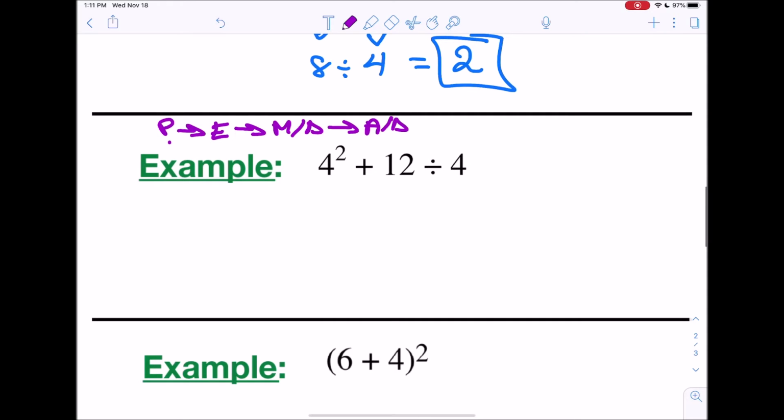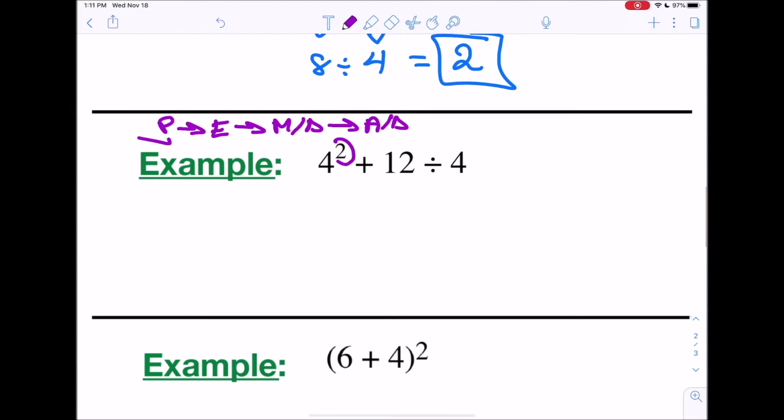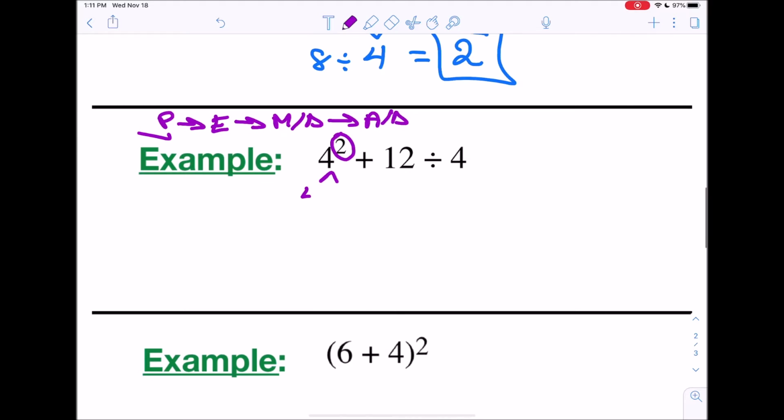In this case, there's no parentheses, so we go to exponents. We do have an exponent. It's 4 to the second power, so that's going to tell me that there's 2 4's being multiplied together. So 4 times 4 equals 16, and now we can continue with the rest of our problem. So the exponents are done. Now we move on. The next step is multiplication or division, whichever comes first from left to right.